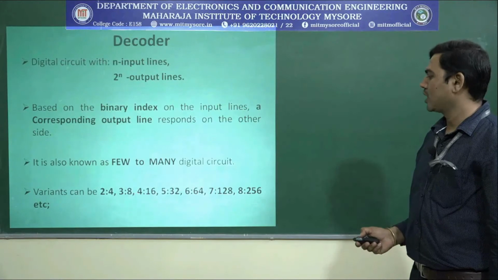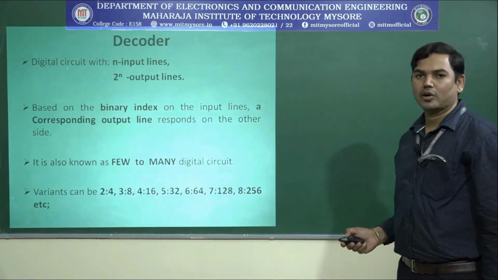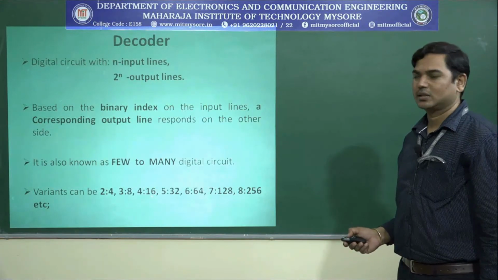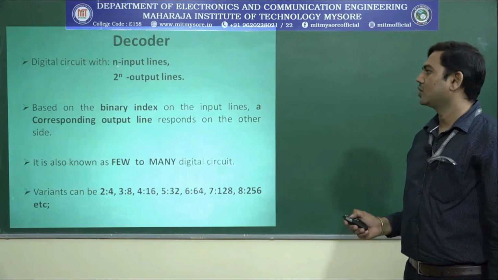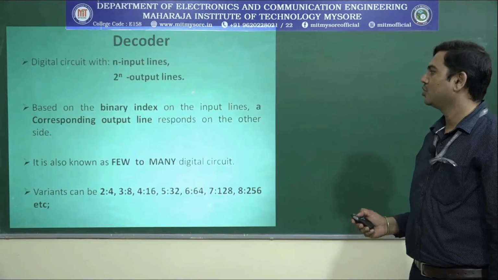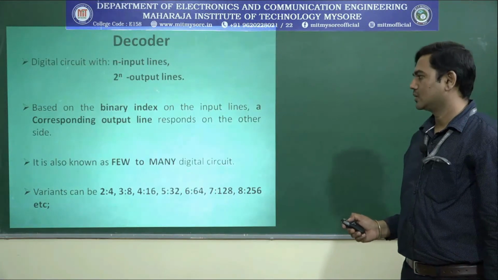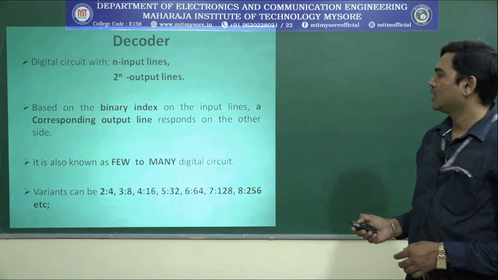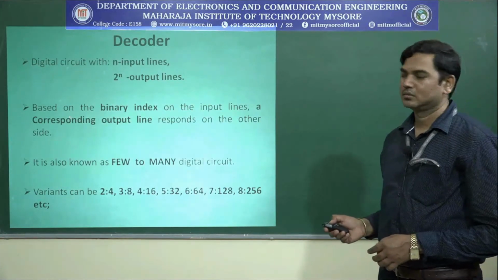If you have 4 input lines, 2 to the power 4 is 16, such a decoder will have 16 output lines. That is the definition of a decoder. It has got n input lines and 2 to the power n output lines. What is the need of a decoder, or how does a decoder function?